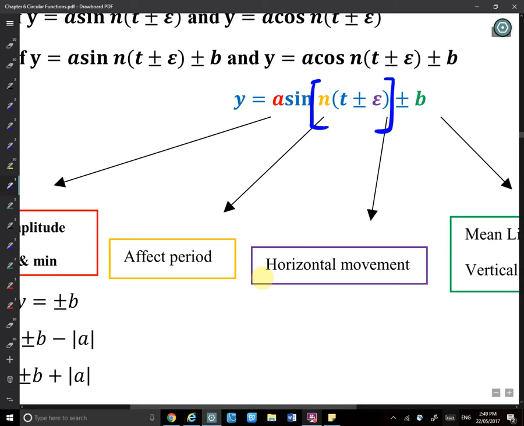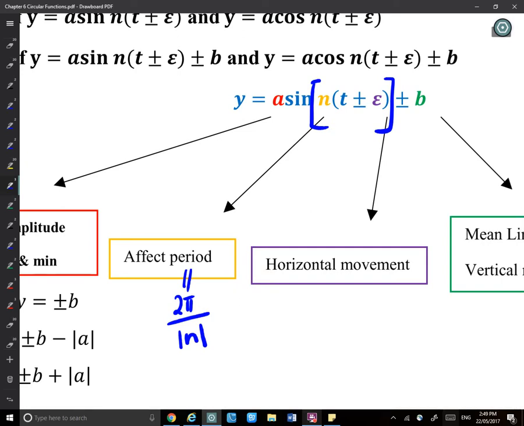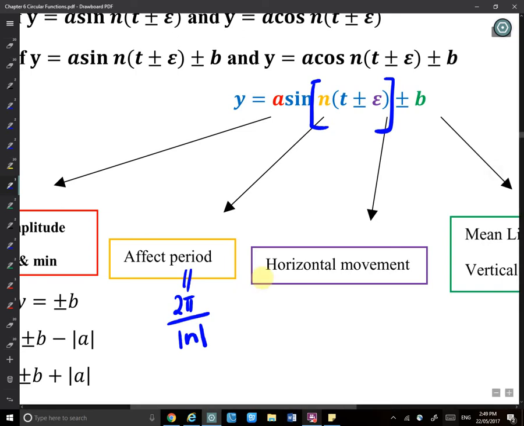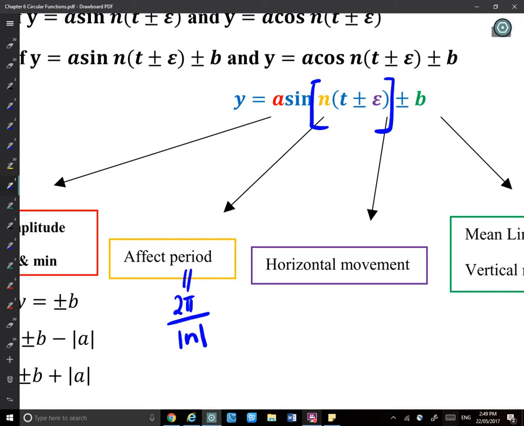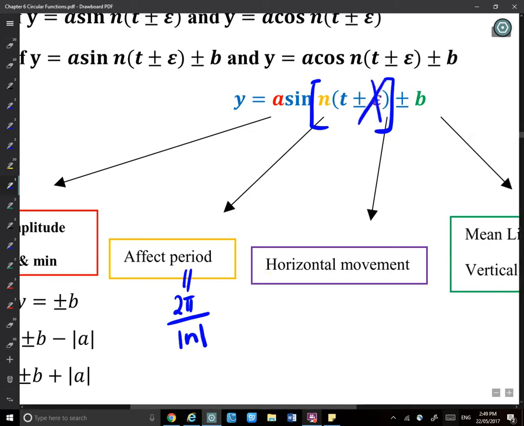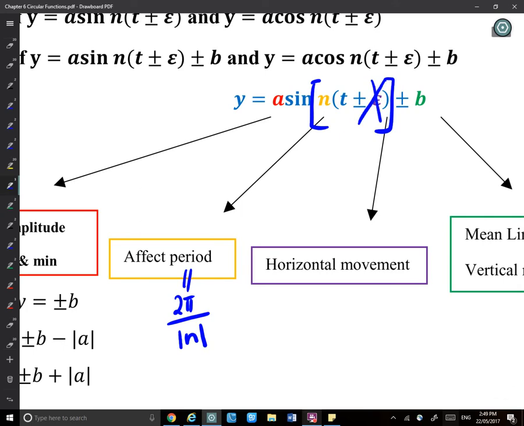Period equals 2 pi over the absolute value of n. You can have a negative n, but you won't have a negative period. You always have a positive period, so n should be in absolute value. And epsilon, this little symbol here, represents the horizontal movement: the graph moves to the right or to the left. When we sketch the graph we don't really use that value, so you can just ignore it.